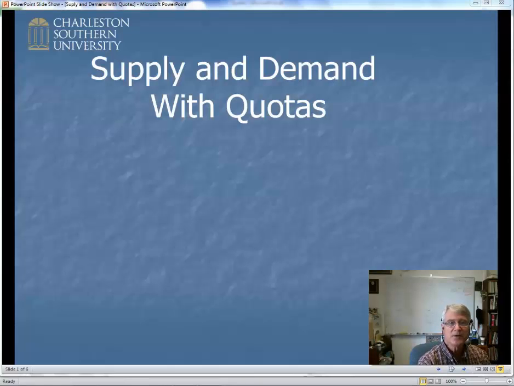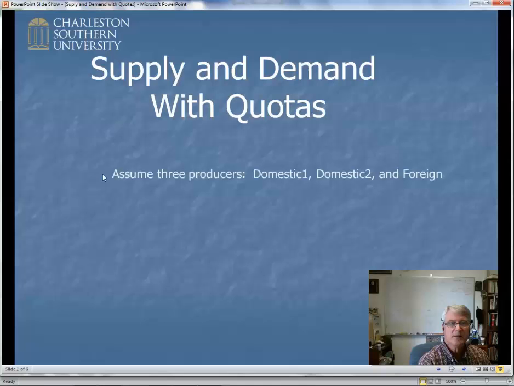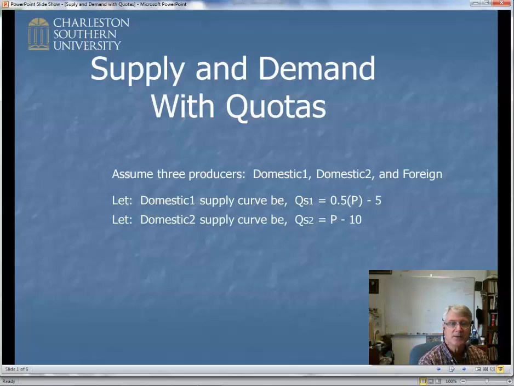Okay, so first, let's assume that there are three producers, just like in class today, and let's call them domestic 1, domestic 2, and foreign. And then here are the supply curves. They should already be in your notes. The domestic 1 supply curve is just QS is equal to 0.5p minus 5, and the second one, domestic 2, is just QS2 equals p minus 10, and then the foreign supply curve is QS foreign equals 2p minus 20. Okay, so these are just like in class today.